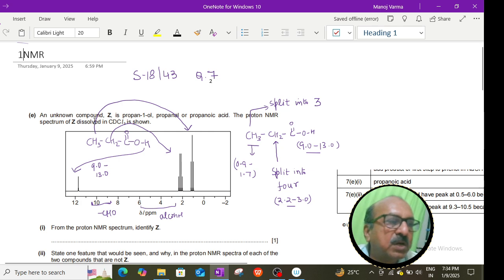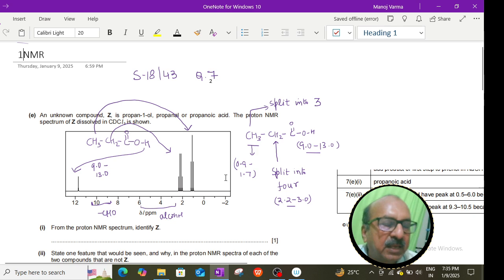An unknown compound Z, this is from the middle of the question. This is question number 7, but I've taken the E part. The previous questions are not related to the NMR. So an unknown compound Z is propan-1-ol, propanal, or propanoic acid. The proton NMR spectrum of Z dissolved in CDCl3 is shown. This is the NMR spectrum, and you are supposed to identify which compound Z is, whether it is propan-1-ol, propanal, or propanoic acid.